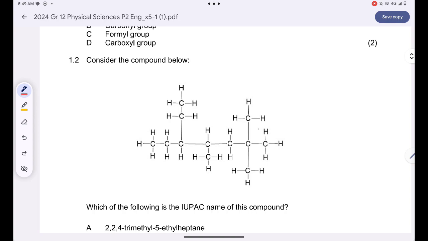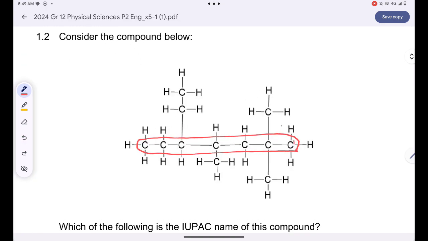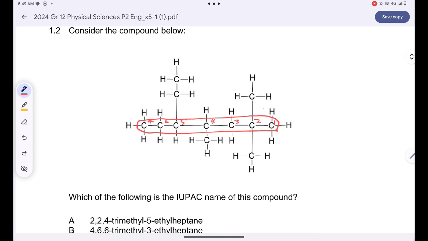So that means whenever I number my carbons, I must start counting from the terminal that is closer to the side chains. Are you together? So the left hand side is closer to the side chains. So this will be my parent chain over here. Or you can say this is a parent chain. It's still the same thing. It doesn't matter. So that will be carbon number 1, carbon number 2, carbon number 3, 4, 5, 6, and 7.